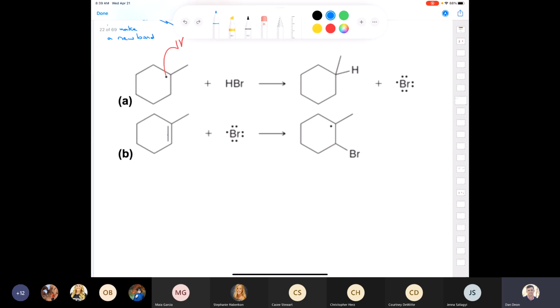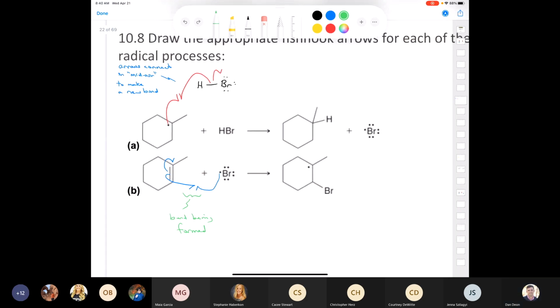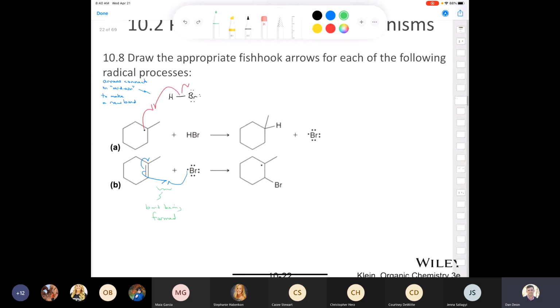And so why don't we take one of the electrons from the pi bond and have it meet in midair with the unpaired electron from the bromine. Again, that is showing the formation of this bond. And then the other electron from the pi bond, I'm going to move up here because I need to form this radical. Again, when the two fishhook arrows meet, this shows the bond being formed, which again is this carbon-bromine bond. All right. So again, you've got to be able to draw fishhook arrows for radical processes.